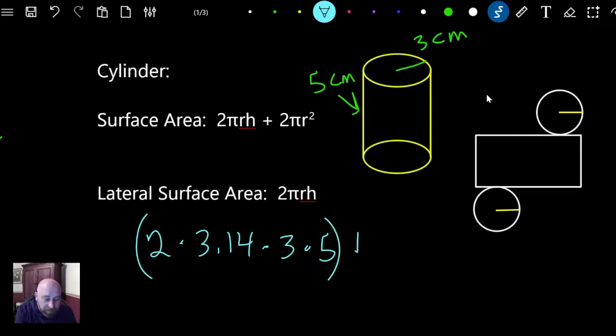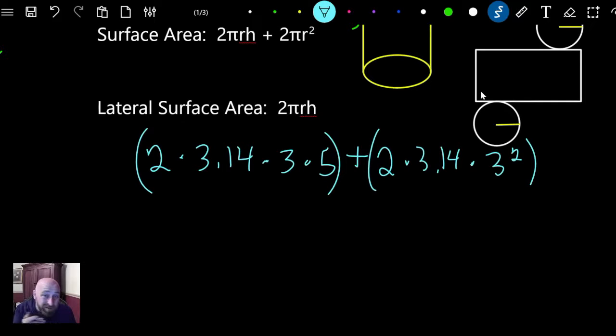Now we want to put that in parentheses right here because that's the first part. Then the second part is 2 pi r squared. So the second part is going to be 2, we'll put this in parentheses as well, times 3.14 again, times 3 squared. And we'll put that all in parentheses. Now you just work it out. You solve this, and then you solve this, and then you add it together. So when we multiply 2 times pi, 3.14, times 3 times 5, you can do that on your calculator.